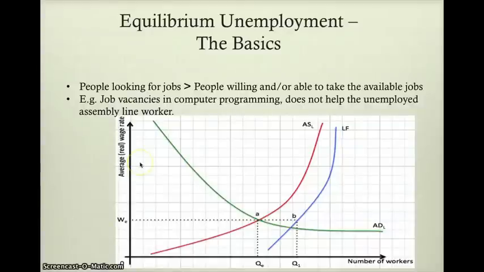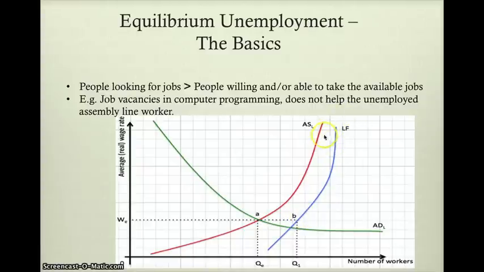Okay, so the next type of unemployment is equilibrium unemployment, and we'll first go through the basics. The basic idea is that there are more people looking for jobs than people willing and or able to take the available jobs. So there are jobs available, and this can be seen in the diagram below with A to B unemployment existing at the wage level WE. And here we have the aggregate supply of labor intersecting the aggregate demand for labor, which is, as mentioned, what settles the wage level. And we introduce here a new curve called the labor force, which is the total labor force.